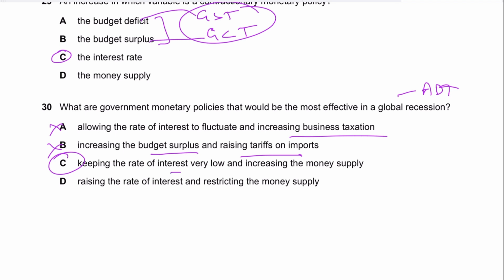If you keep the interest rate very low and increase the money supply, that's the best way to combat a recession, and that is what we saw happen in COVID. It's because it's an expansionary monetary policy. We know what expansionary monetary policies are: reducing the interest rate and increasing the money supply.